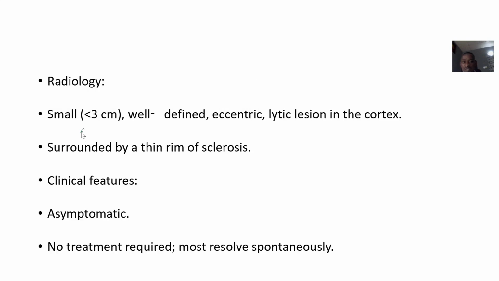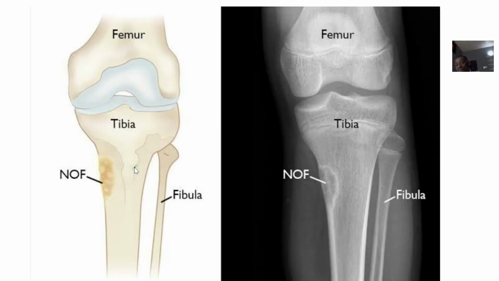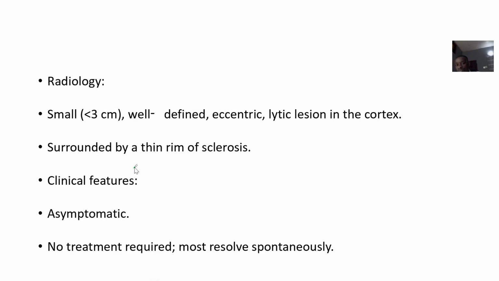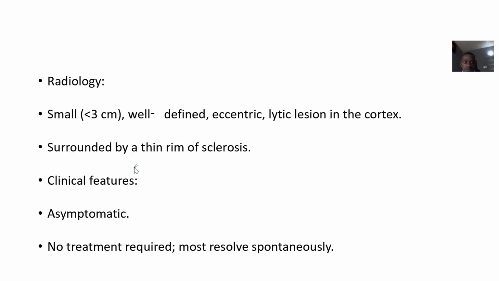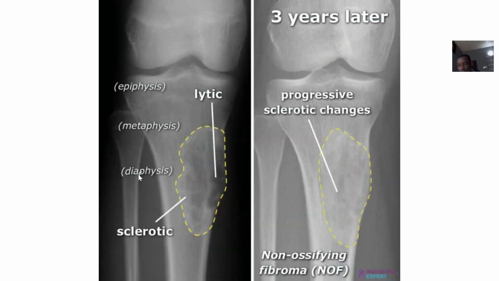Now radiology, you see small, less than 3 centimeters, well-defined eccentric lytic lesions in the cortex surrounded by a rim of sclerosis. I have the radiographs here. So can you see? I think this one actually defines it very well. It's asymptomatic, no treatment is required. It's found normally in children, so it should resolve spontaneously.